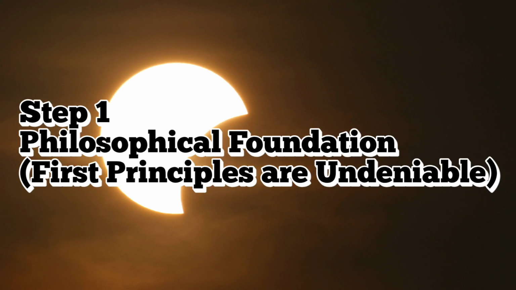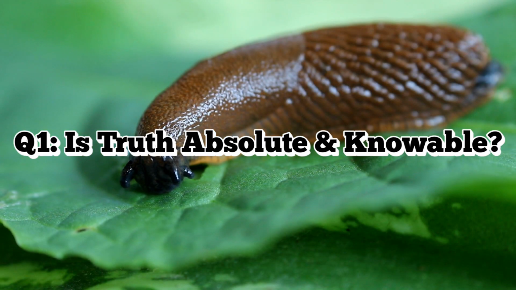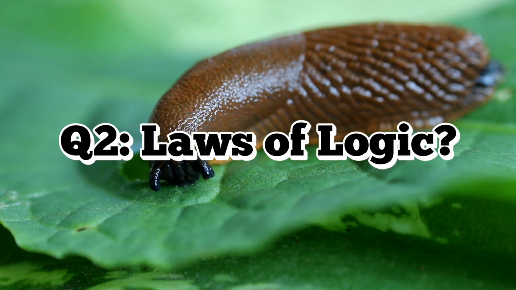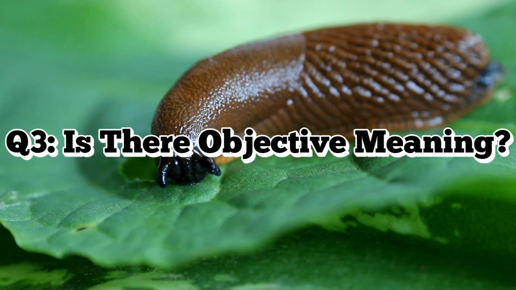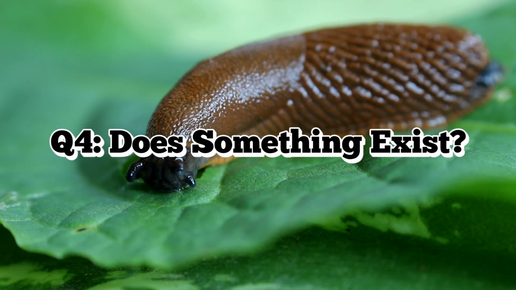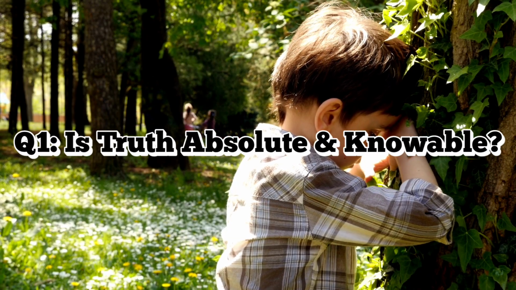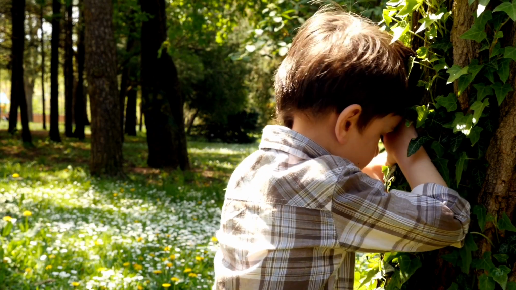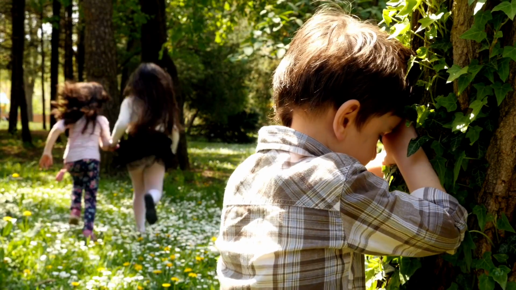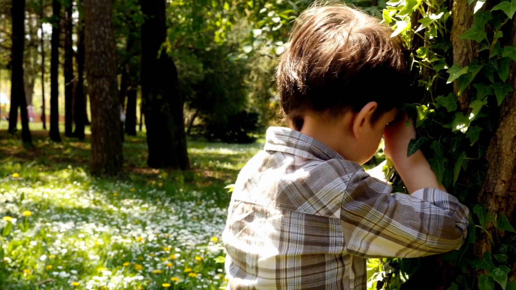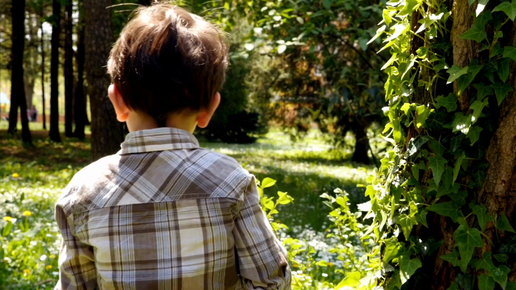Step 1, and step 1 is categorized in 4 separate questions. Question 1, is truth absolute and knowable? Question 2, the laws of logic. Question 3, is there objective meaning? And question 4, does something exist? Is truth absolute and knowable? Well, that depends on your definition of truth, absolute, and knowable. Again, I subscribe to the correspondence theory of truth. So basically, the truth is the universe and everything that exists within it.